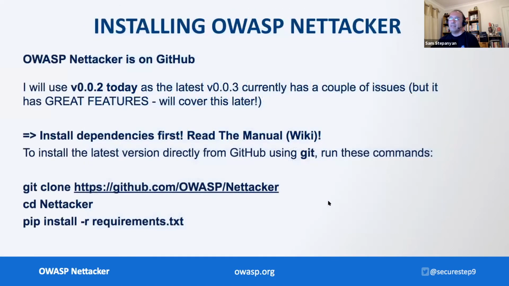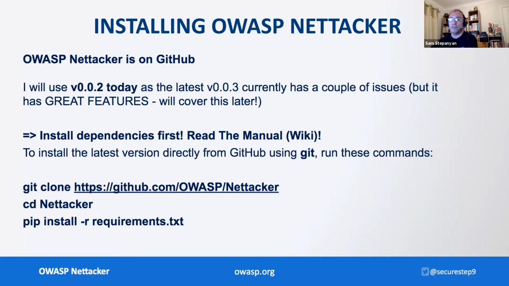That is what is great. Talking about installing OWASP Nettacker, I'm not going to install it today, even though I will be doing a live demo of the tool. OWASP Nettacker is available on GitHub, and you can just download and install it from GitHub using the installation instructions. I will be using version 0.0.2 today because the latest version 0.0.3 currently has a couple of issues. However, the latest version has some great features, and I will cover this later.